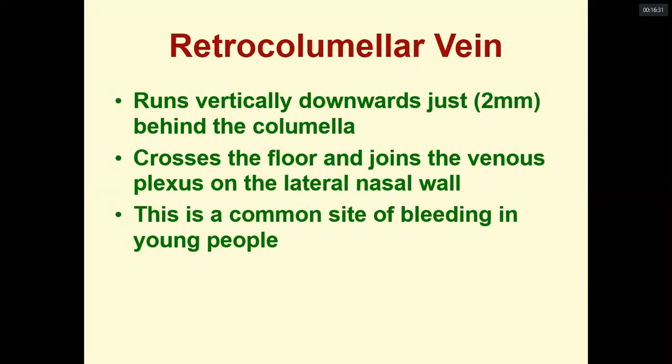Now, Little's area is not the only area that is involved in epistaxis. Bleeding can also occur from the retrocolumellar vein. It runs vertically downwards, just 2 mm behind the columella. So this is the columella, just behind it there is the retrocolumellar vein. It crosses the floor and joins the venous plexus on the lateral nasal wall. This is a common site of bleeding in young people.